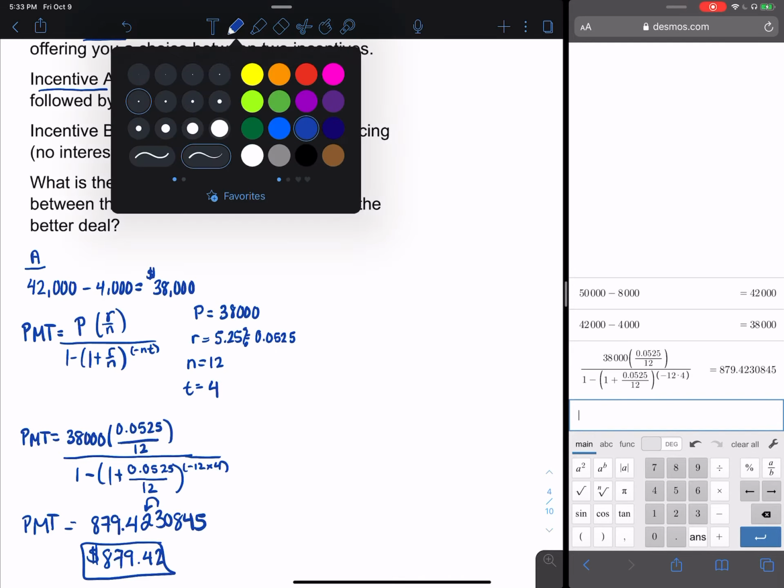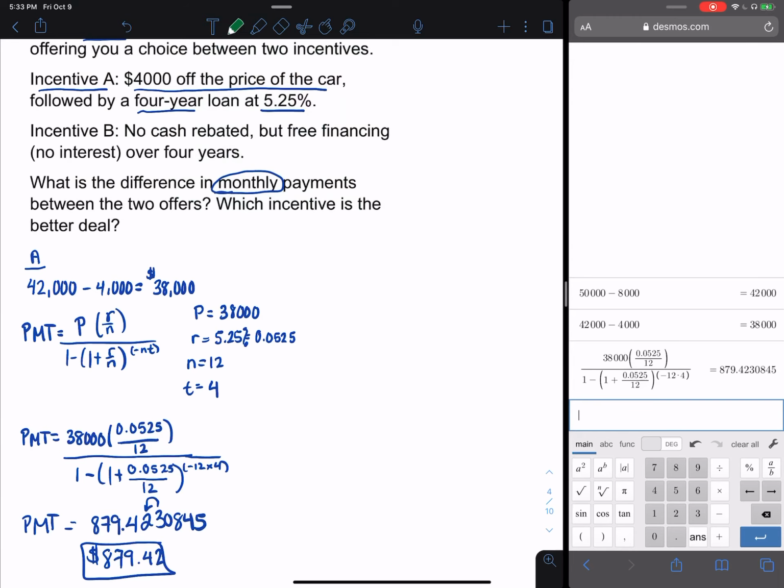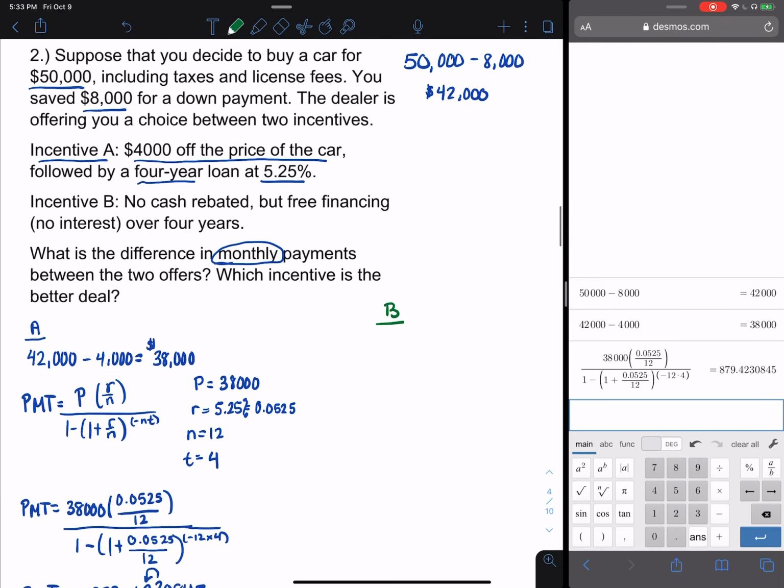Now I need to go through the same process for incentive B. So in incentive B, there's no cash rebated. So that tells us that our principal is still that $42,000. So here I'm going to be able to dive straight into that payment formula. And there we know the principal is $42,000.